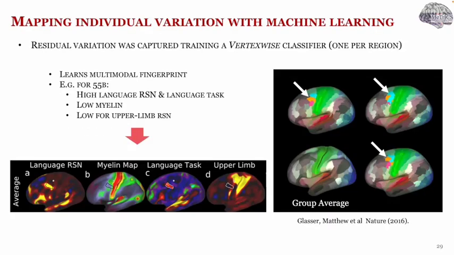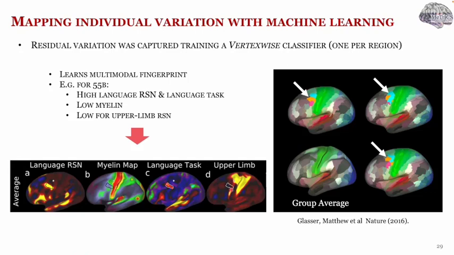Where then residual misalignments were subsequently addressed by training vertex-wise classifiers, one for each region, to learn multimodal fingerprints that essentially describe the expected tissue properties at each vertex. For example, each vertex in the region 55B, highlighted here in the bottom panel, would be expected to be represented by a feature vector that describes high values for language RSNs and language tasks, but low values for myelin and for the upper limb RSN, where here we can see that it's falling in this small gap.